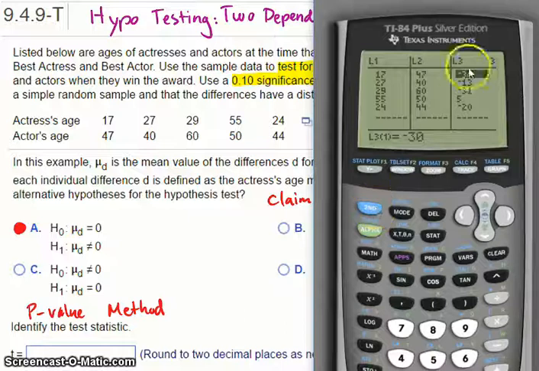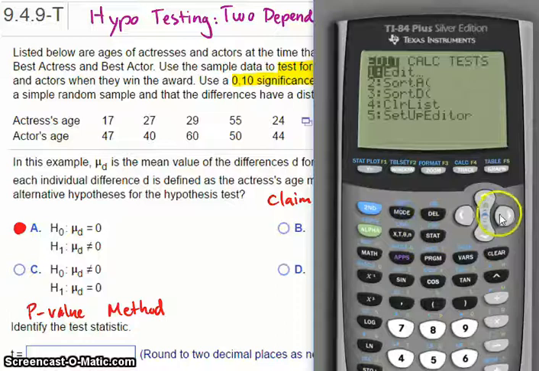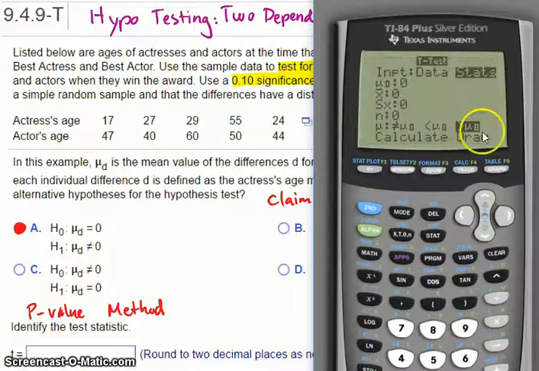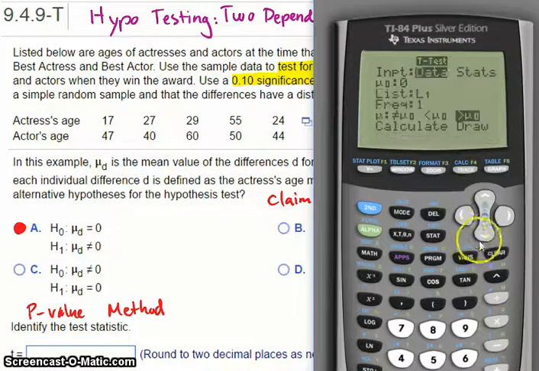Once we have our difference list, we're going to run the test on this list, treating it like a one sample test for a mean. If you recall, the function we're going to use for that is the t-test, because we don't know the population standard deviation. So press enter. We're not given stats, we're given a list of data, so go to data and press enter.